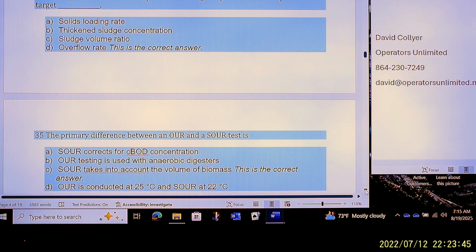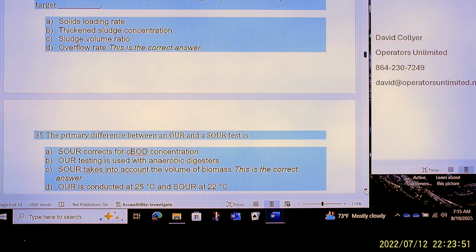Number 34, makeup or dilution water may be added to a gravity thickener to help maintain a target A, solids loading rate, B, thickened sludge concentration, C, sludge volume ratio, or D, overflow rate. The answer to 34 is D, overflow rate.